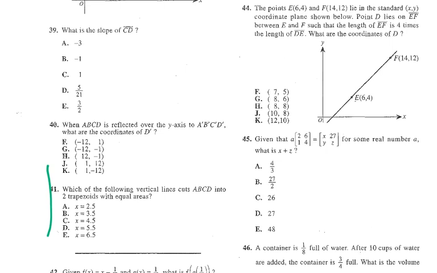For 44, the points E, F lie in the standard coordinate plane shown below. Point D lies on EF between E and F such that the length EF is 4 times DE. Suppose this is D. What are the coordinates of D? Assume the coordinates for D will be x, y.